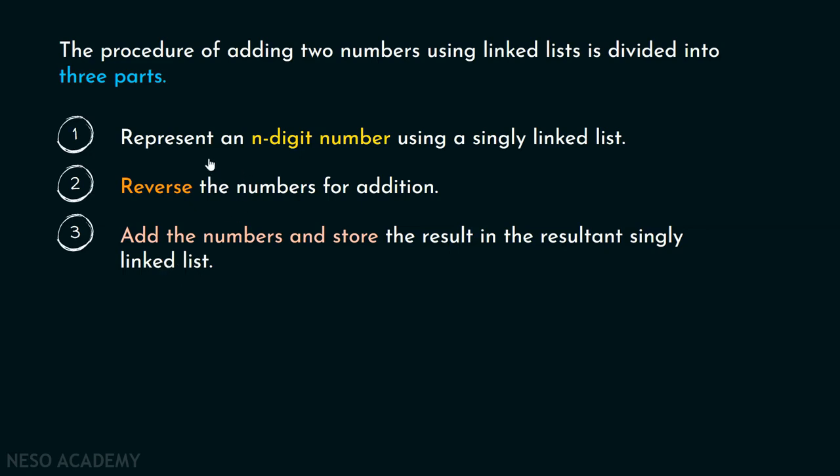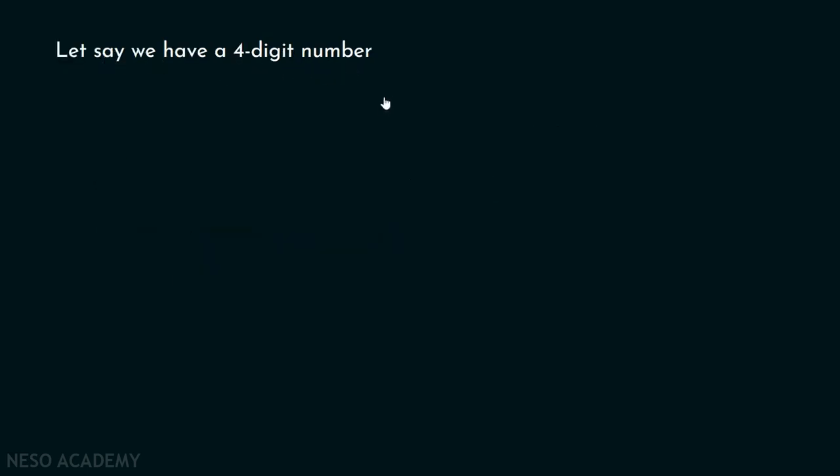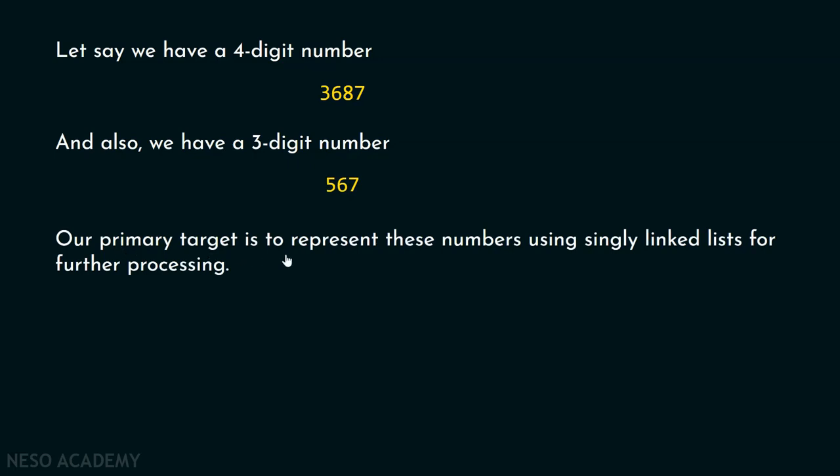In this presentation, we will learn how to represent an n-digit number using a singly linked list. Let's say we have a 4-digit number, 3687. We simply want to represent this number with the help of a singly linked list. We have a 4-digit number, 3687, and also we have a 3-digit number, 567. Our primary target is to represent these numbers using singly linked lists for further processing, right?